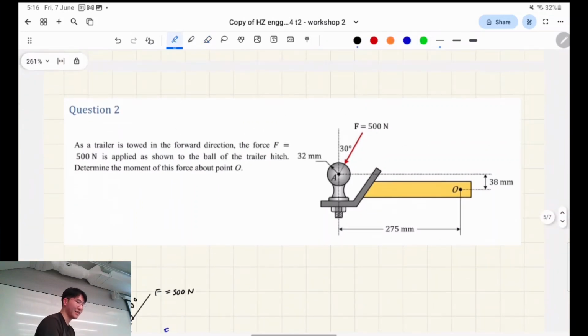So it says, as a trailer is towed in the forward direction, the force, this one, is applied as shown to the ball of a trailer hitch. Determine the moment of this force about point O. So it already tells us we're going to take the sum of the moments about point O. And essentially we're grouping together.